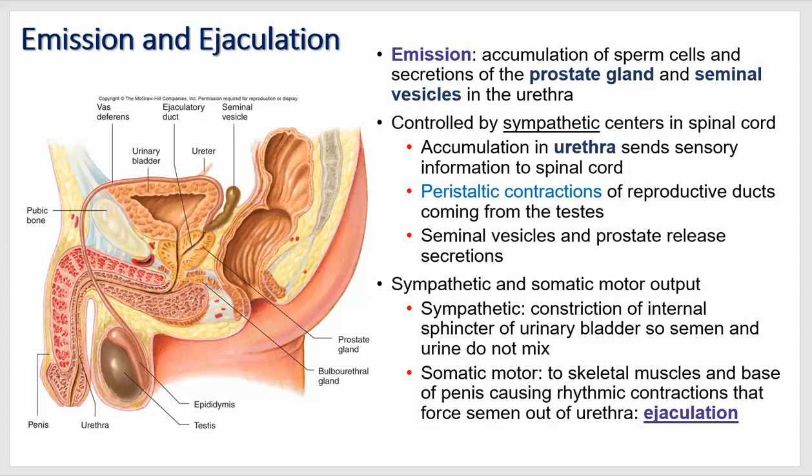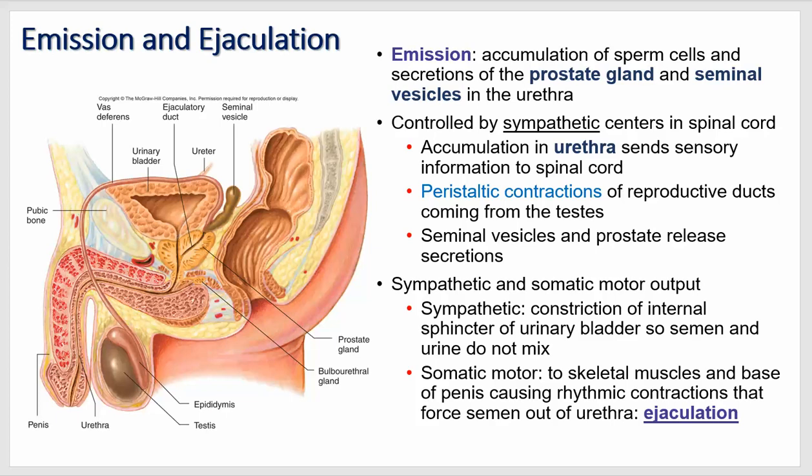So that accumulation in the urethra sends sensory information to the spinal cord. Then that's what is going to cause peristaltic contraction of the reproductive ducts coming from the testes. And so that's going to cause peristaltic contractions to push things through. And then the seminal vesicles and the prostate will push the semen into that area, and that's what the ejaculatory process is.